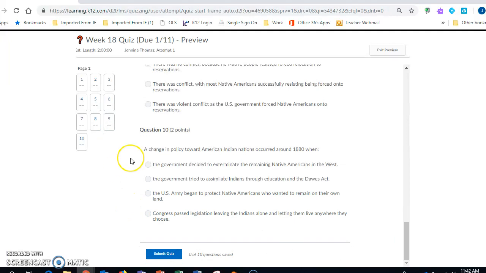Question number 10. A change in policy toward American Indian nations occurred around 1880 when the government decided to exterminate the remaining Native Americans in the West. The government tried to assimilate Indians through education in the Dawes Act. The U.S. Army began to protect Native Americans who wanted to remain on their own land. Or the last option, Congress passed legislation leaving the Indians alone and letting them live anywhere they chose.